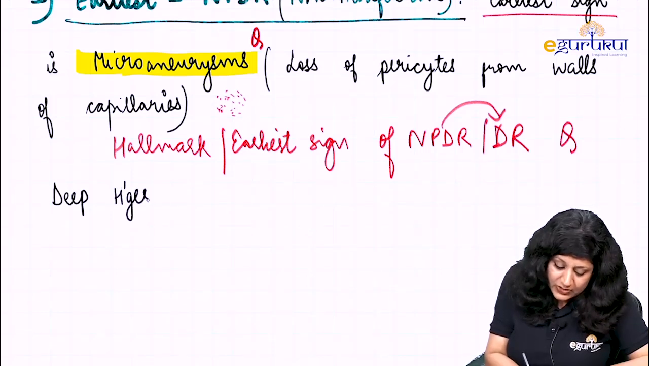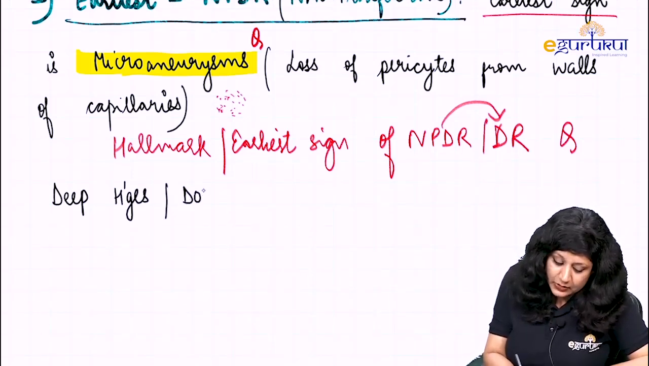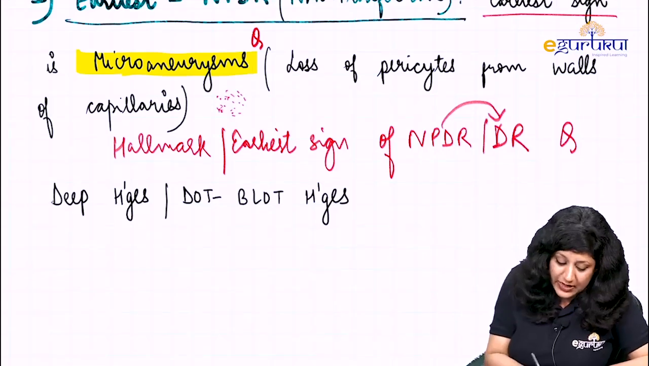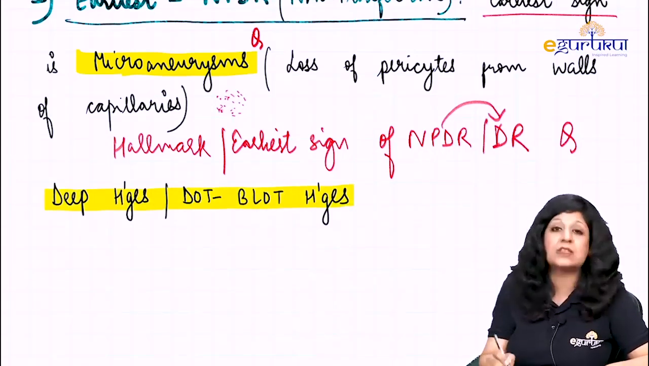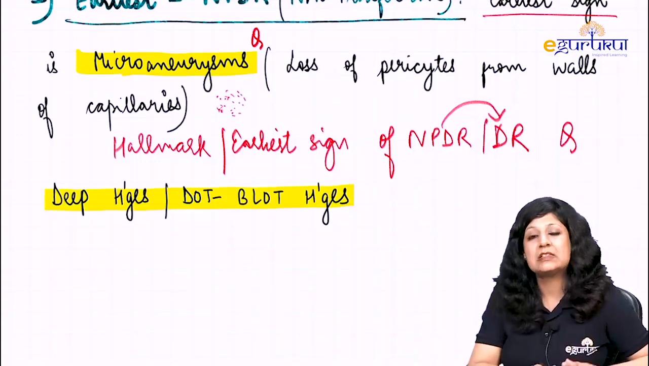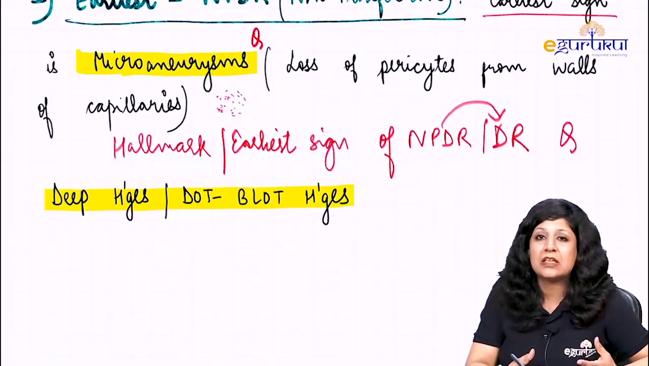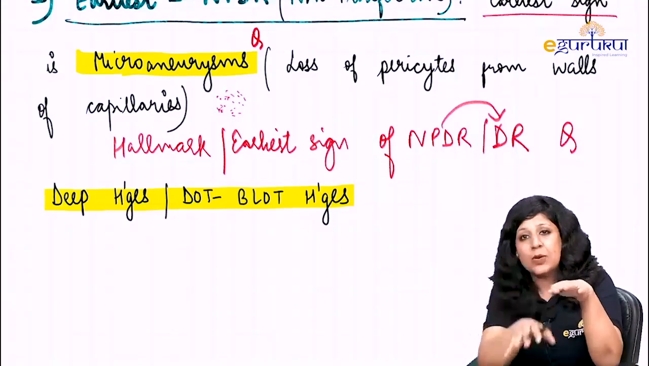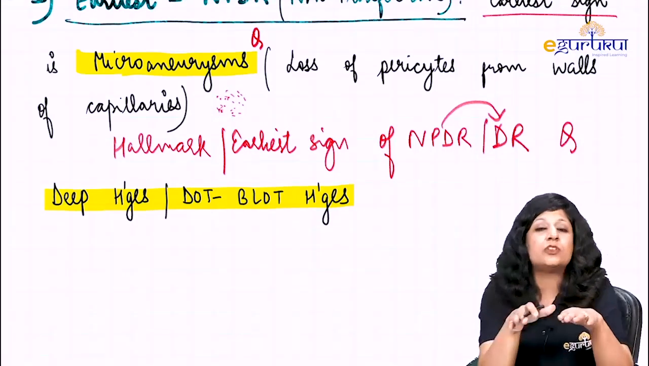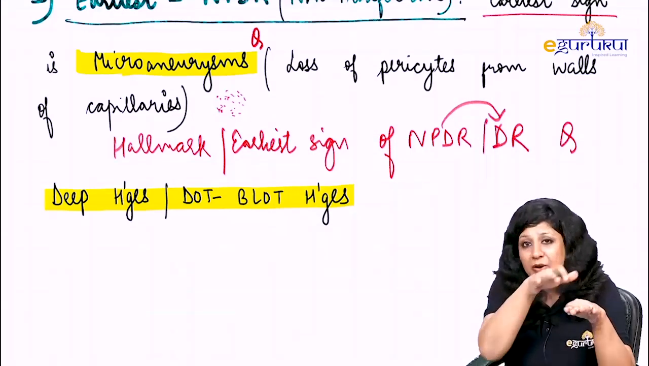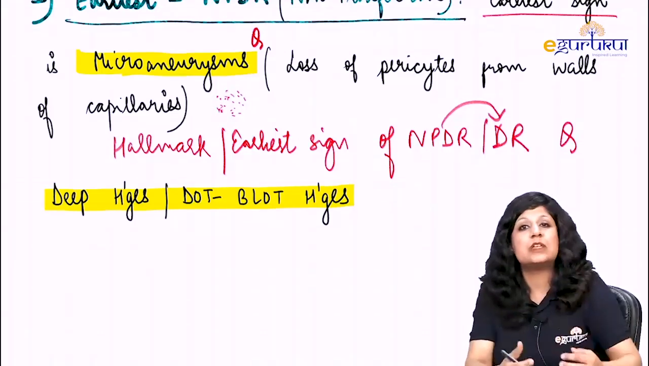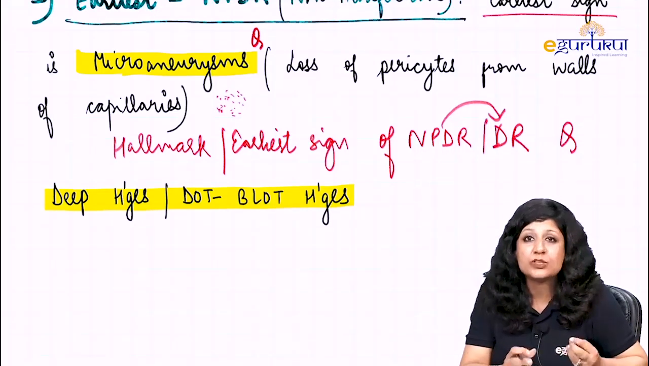Now, apart from these microaneurysms, we are also getting the deep hemorrhages. The deep hemorrhages are also called dot and blot hemorrhages. Like we get the superficial hemorrhages in hypertensive retinopathy, similarly we get the deep hemorrhages in diabetic retinopathy. Now why are they called deep? Because they are going into the deeper layers. In hypertensive retinopathy, the hemorrhages were spreading only in the superficial layers. They were not going to the deeper layers, and that is why their shape was flame shaped.